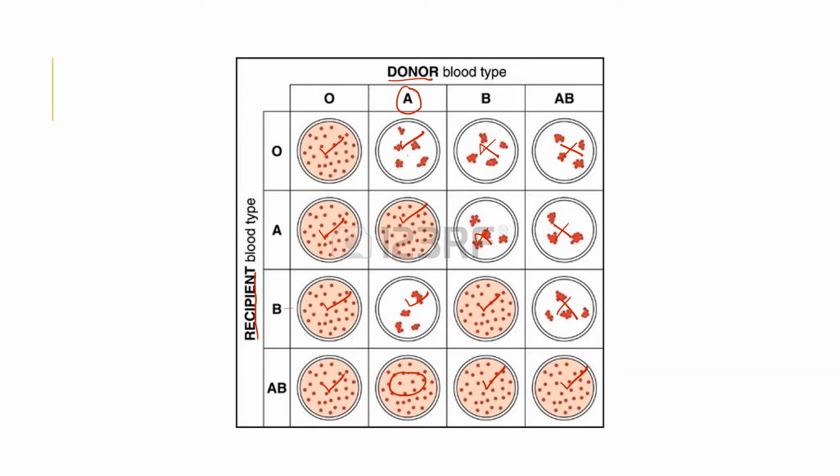So what we see over here, a recipient who has a blood group AB can get blood from O, he can get blood from A, he can accept blood from B as well as AB. That's why a person who has a blood group AB is known as universal recipient.